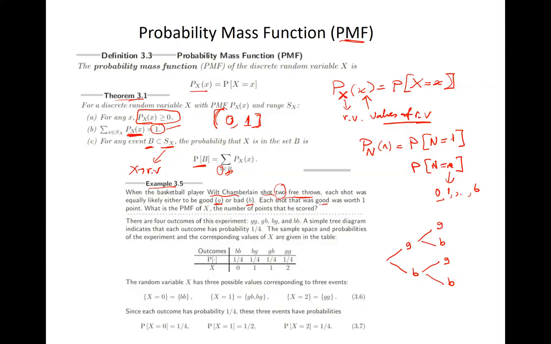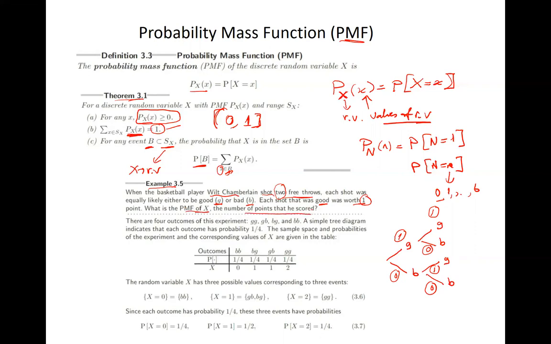Each shot that was good was worth 1. So if it is good, then we got 1 point here. If it is good, there is 1 point here. And if it is bad, we got 0. Bad, 0. Good, 1. Bad, 0. What is the PMF of X, the number of points that he scored?